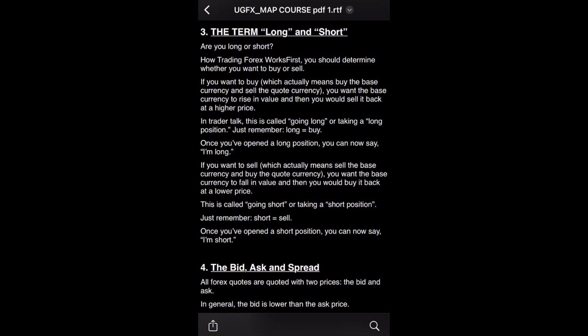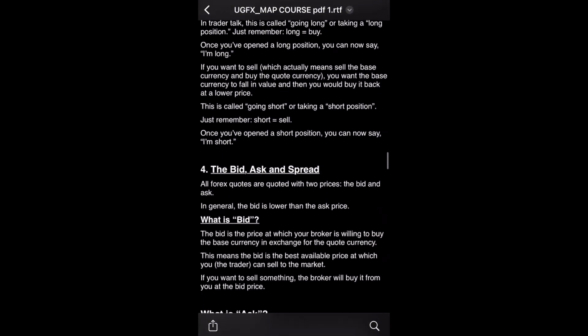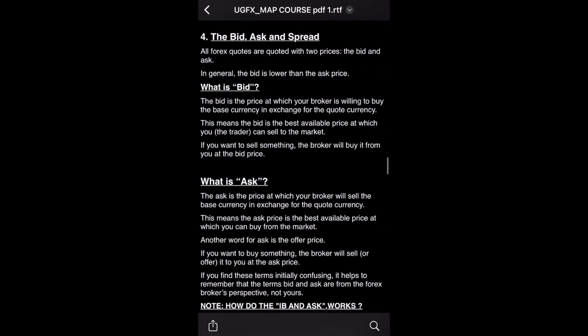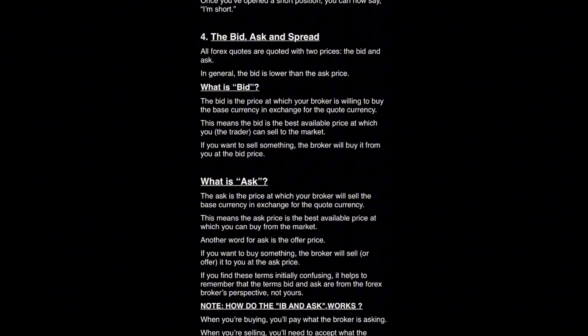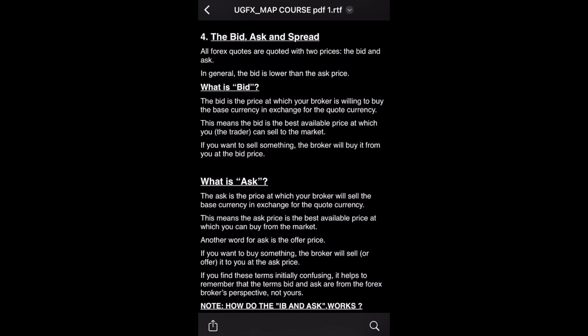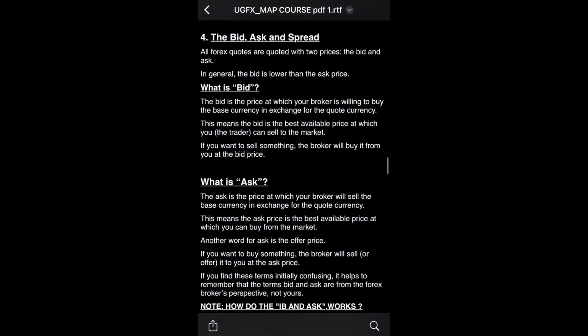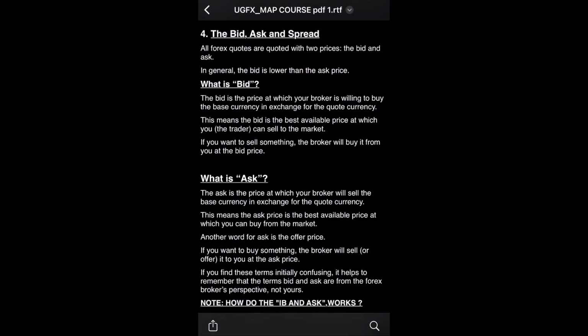Now, what do you understand by the terms bid, ask, and spread? All Forex quotes are quoted with 2 prices, the bid and the ask. In general, the bid is lower than the ask price. What is bid? The bid is the price at which your broker is willing to buy the base currency in exchange for the quote currency. This means the bid is the best available price at which you, the trader, can sell to the market.